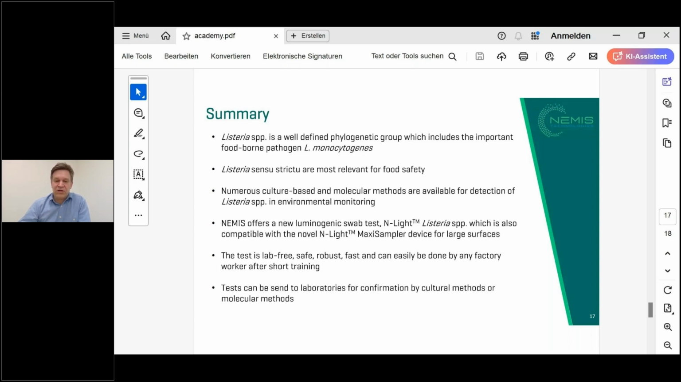And now we developed a new luminogenic swab test. Actually, I think it's really the first luminogenic test for Listeria spp., which is compatible with our instruments, and also compatible with a novel device we developed for larger surfaces. I will talk about this new device in another webinar coming up.